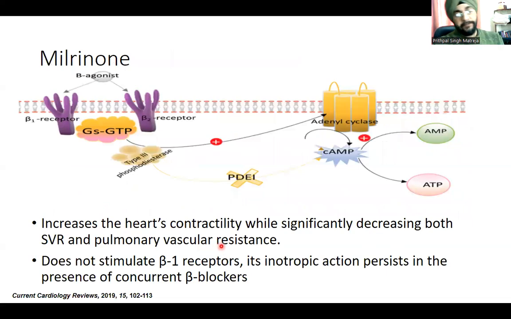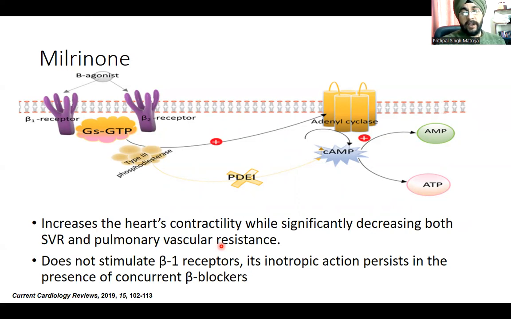Another drug that is used is milrinone, which is a phosphodiesterase 3 inhibitor. What has been suggested is that this particular drug tends to increase the heart contractility while it significantly decreases both the systemic vascular resistance and the pulmonary vascular resistance. Apart from this, it does not stimulate the beta 1 receptors, so its inotropic action persists in the presence of a concurrent beta blocker.